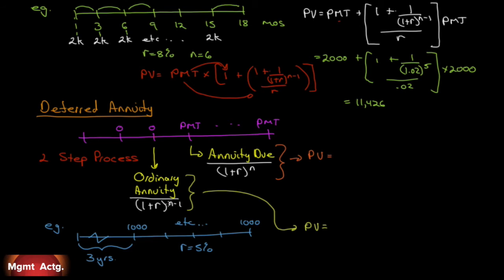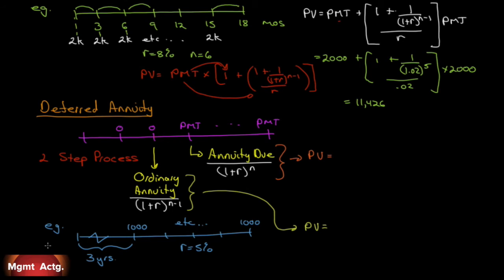So let me prove to you that these 2 ways work. It depends on which way you feel more comfortable with. They both have the same answer. So let's say we have a situation where we are not going to receive any money for 3 years. Then we're going to receive $1,000 every year for 5 years, and we have a discount rate of 5%. What is the present value?